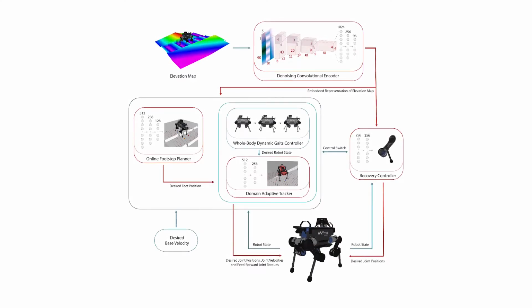As part of our framework, we introduce 3 RL policies. A first-step planning policy, which, given terrain and robot state information, generates desired feet positions and forwards it to a whole body motion controller. A domain adaptive tracking policy, which generates corrective feed-forward torques in order to aid whole body motion tracking. And finally, an emergency recovery controller, which generates low-level joint position commands for quick responses to external perturbations.